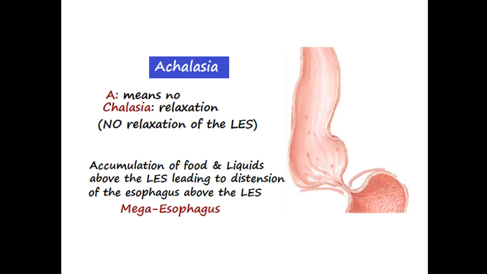Now, what is achalasia? It is a functional esophageal motility disorder in which there is accumulation of food and liquids above the lower esophageal sphincter, which remains constricted and doesn't relax. The accumulation of food will lead to distension of the part of the esophagus which is above the lower esophageal sphincter, and it will become enlarged and dilated and is known as the mega esophagus.